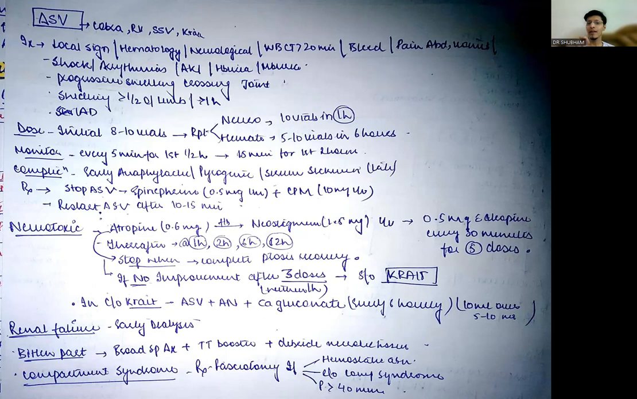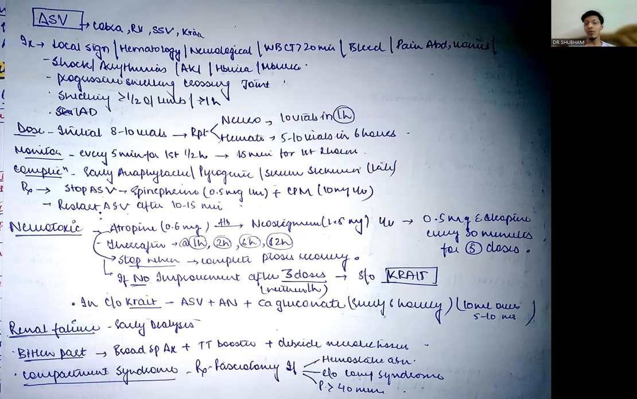That is why in the notes we write injection ASV 10 vials in 500 ml NS if it is a neuroparalytic snake bite over 1 hour, and if it is a hematotoxic snake bite over 6 hours. So this is how infusion has to be started.